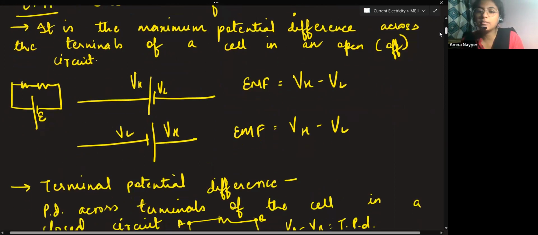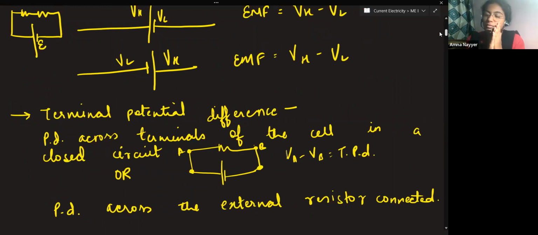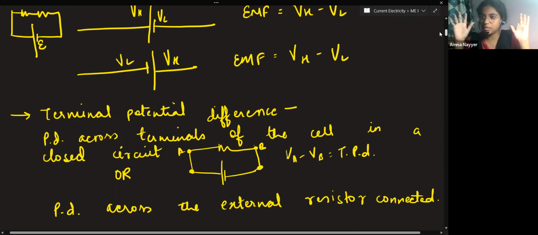Last thing that we have studied is the terminal potential difference. It's the potential difference that gets applied across the ends of something, because terminal means ends. So either it's the ends of a resistor or it's the ends of the cell. So these three topics, we'll move on to formula.